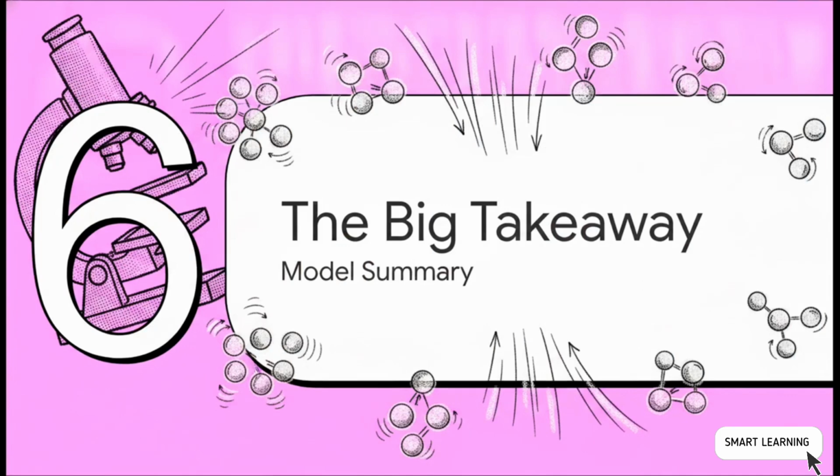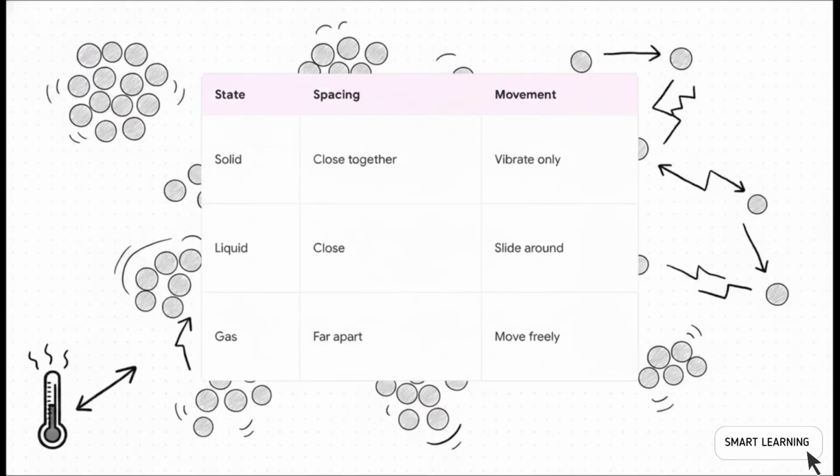Finally, Section 6. The big takeaway. All right, let's synthesize all of this into one clear picture. The state of any matter is entirely governed by two things: spacing and movement. As you can see, solids are packed tightly and just vibrate. Liquids sit close but slide around freely. And gases remain far apart, darting around rapidly. The ultimate rule here is super simple. Adding or removing heat dictates all this hidden behavior.